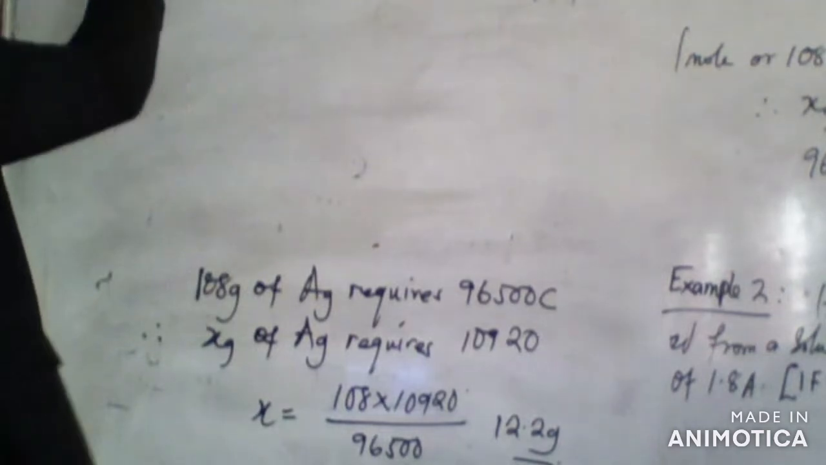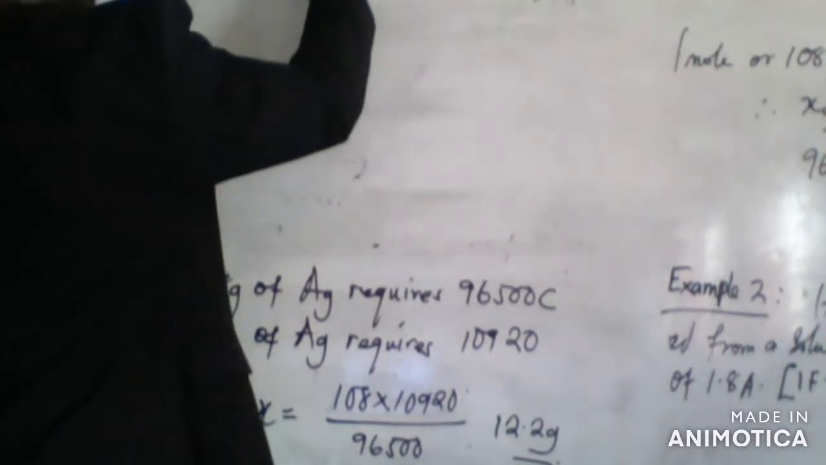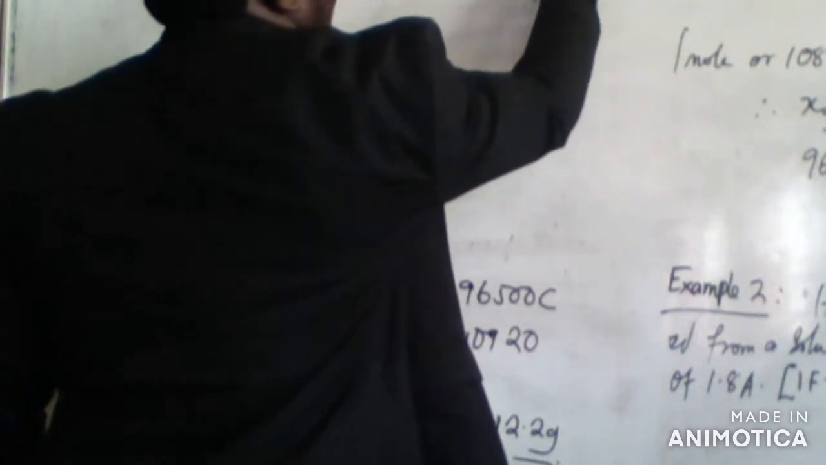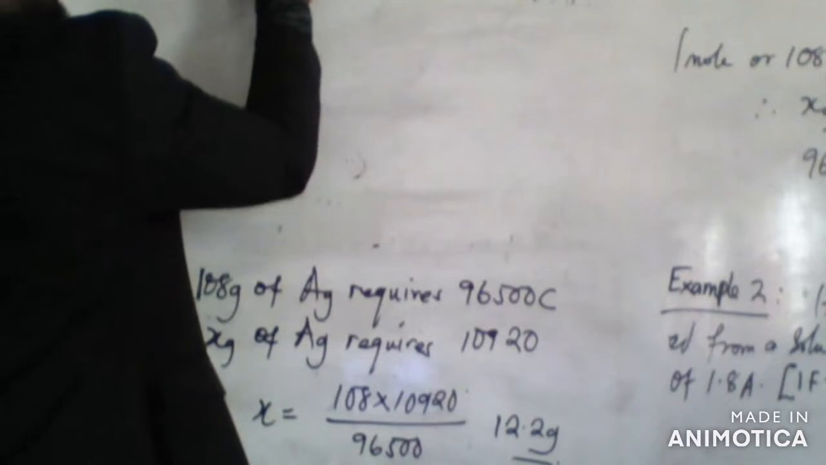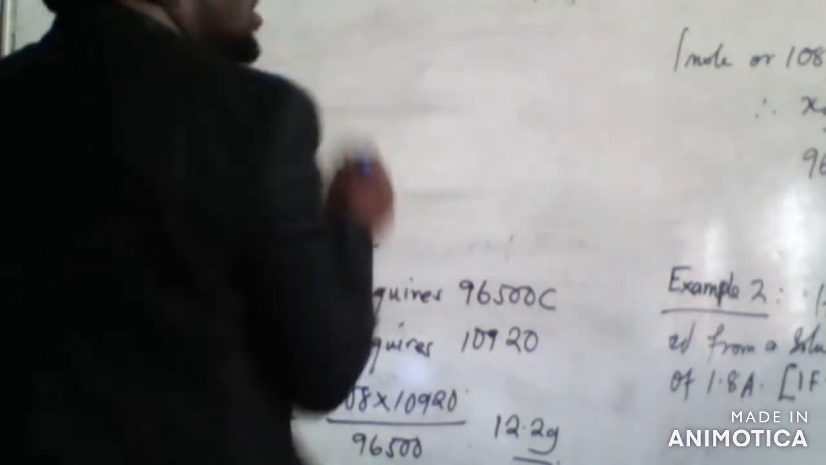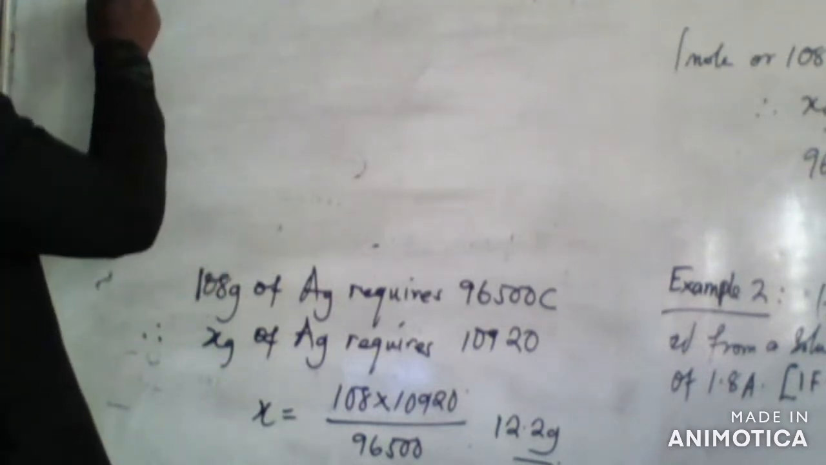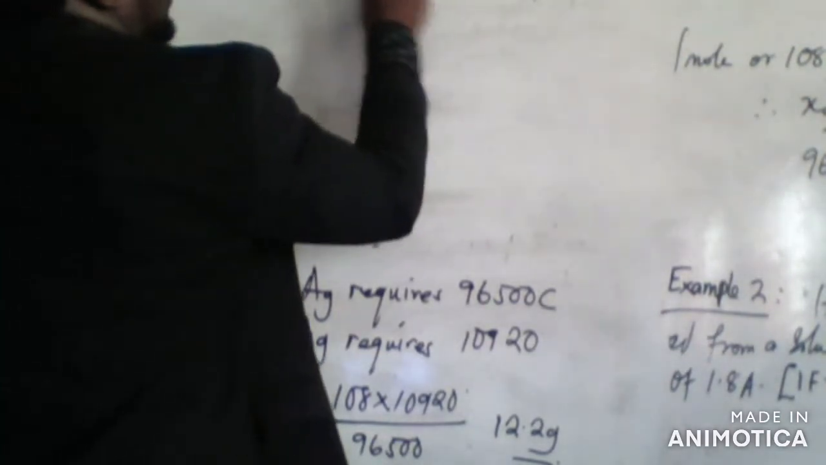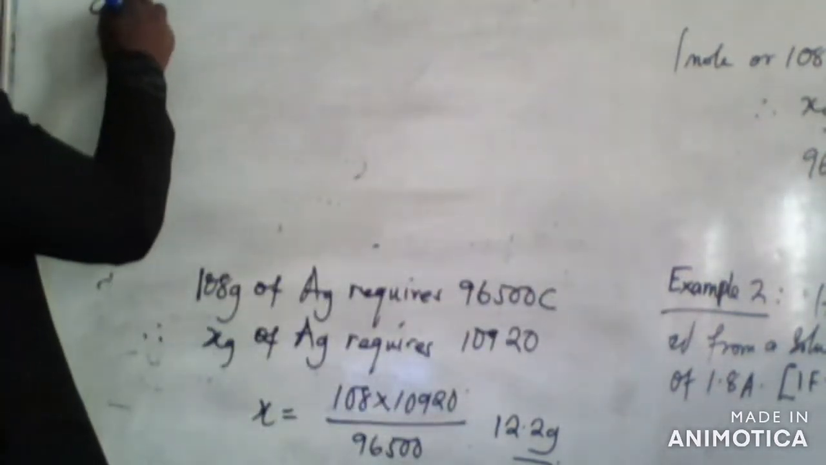So this one says, how long will 3.5 grams of copper be discharged at the cathode, when a current of 1.8 amperes is passed through a solution of copper salt.